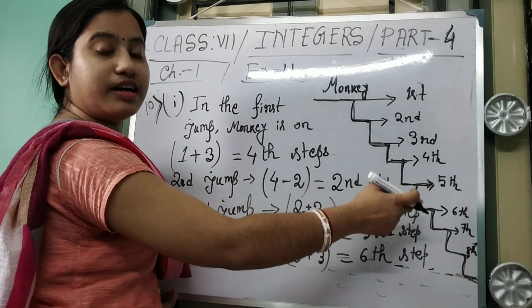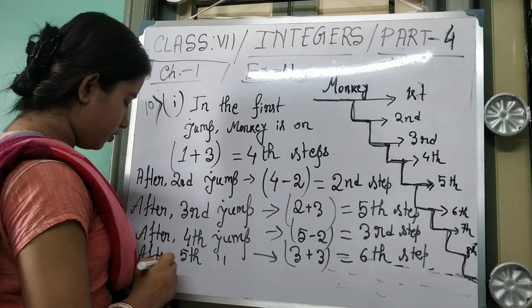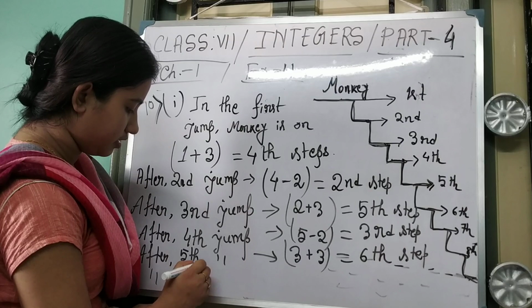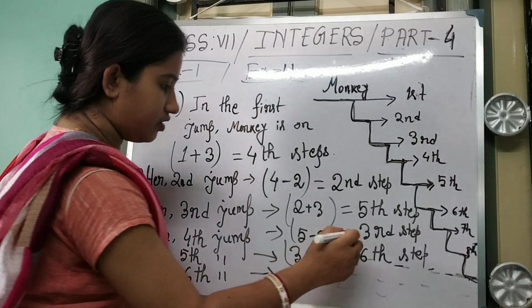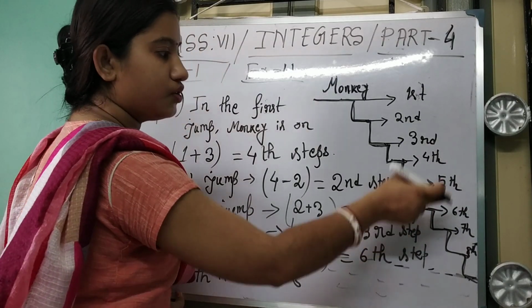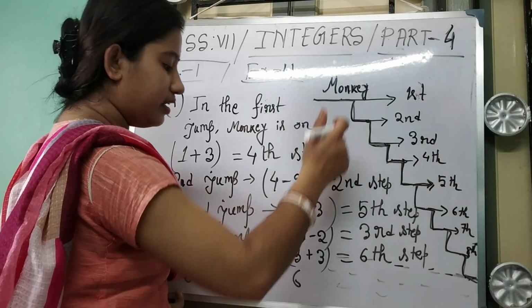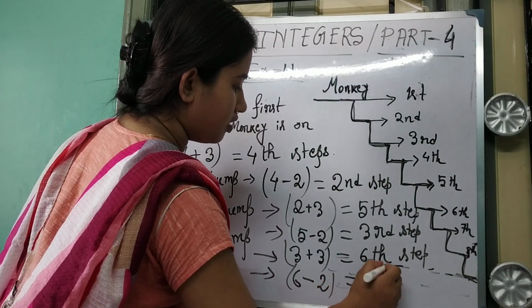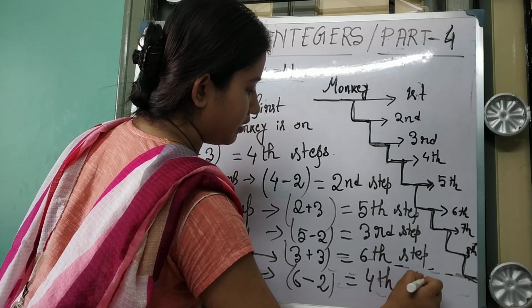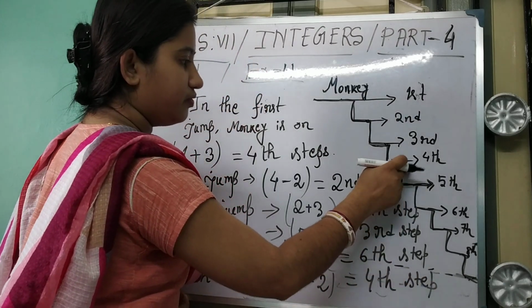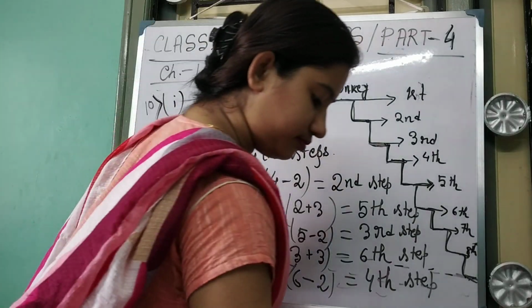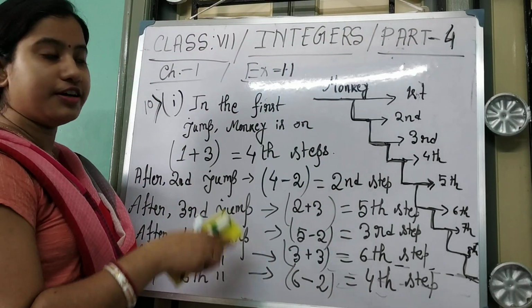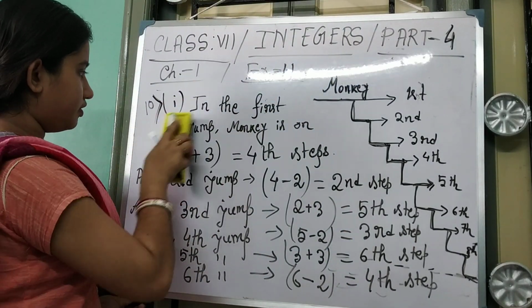Now again he jumps 2 steps up. So after the 6th jump, the monkey is on 6. 2 steps up, that means 6 minus 2, then you get 4. So the monkey is on this step, that means this 4th step. Now in a similar way, we try the next jump.